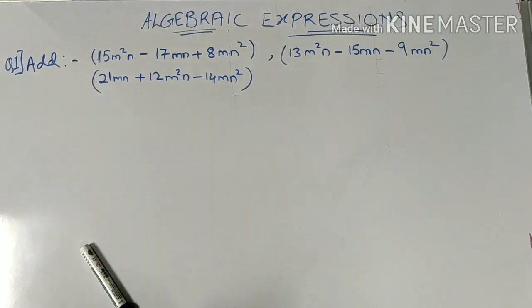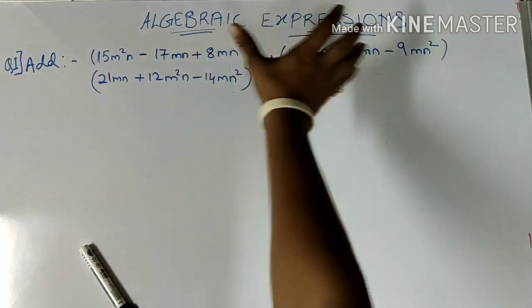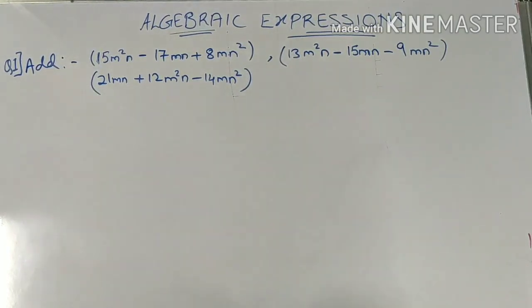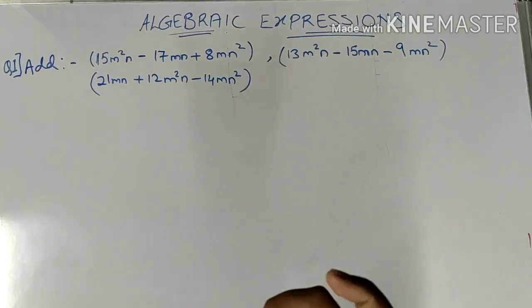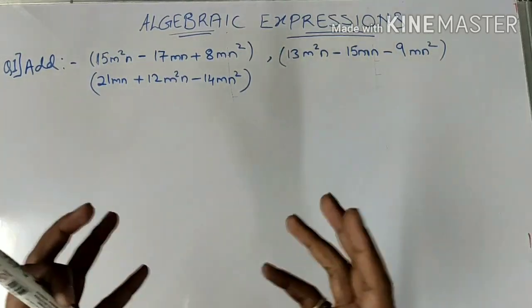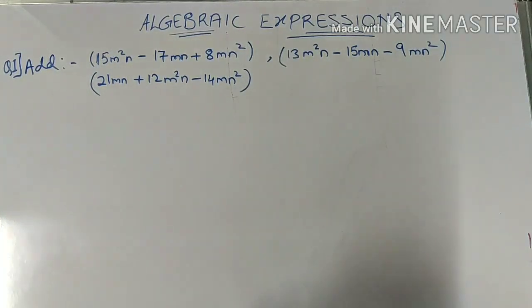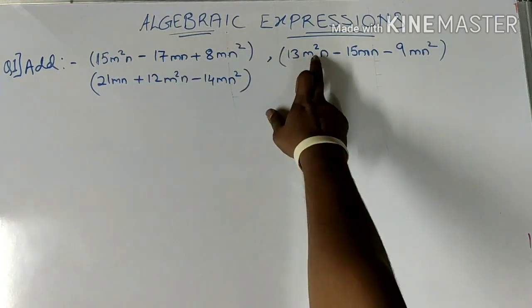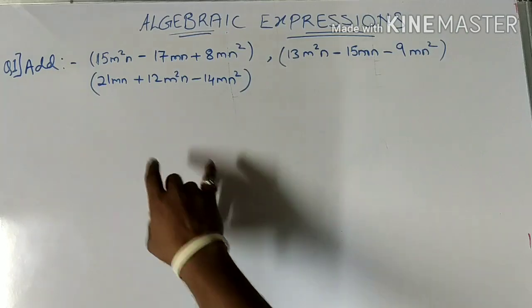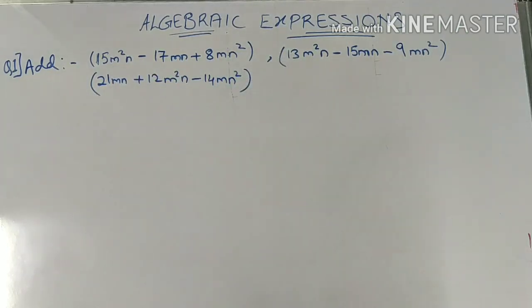So in this sum, as we see, we have 3 algebraic expressions that we are supposed to add, but I would like to remind you all that we are supposed to add like terms. Always add or subtract like terms only; the operation of addition and subtraction happens only between like terms. So we need to first check how many like terms are there. 15m square n, 13m square n, and this is written over here in the middle, 12m square n. So these 3 terms will be added or subtracted.